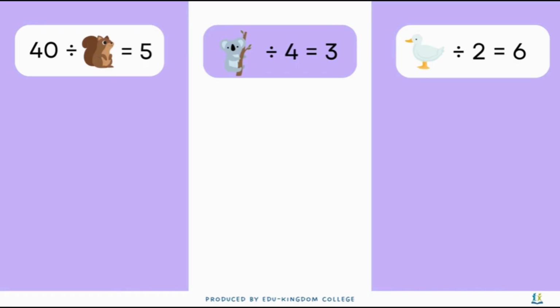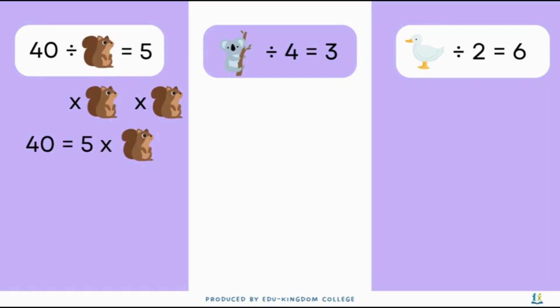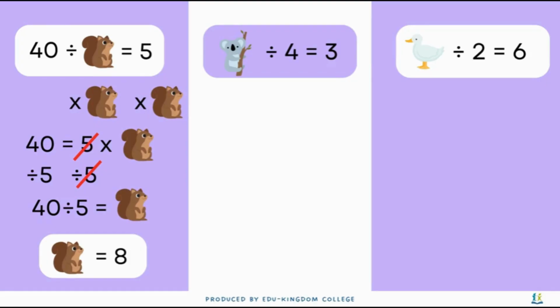So for the squirrel, I need to try to get rid of the division sign in front of the squirrel by timesing both sides by the squirrel. So the squirrel is going to cross out each other by division and multiplication, leaving us with 40 equals 5 times the squirrel. So I have to divide 5 on both sides. The 5 multiplication and division cross out each other, so I have 40 divided by 5, which gives us the squirrel, which would equal 8.